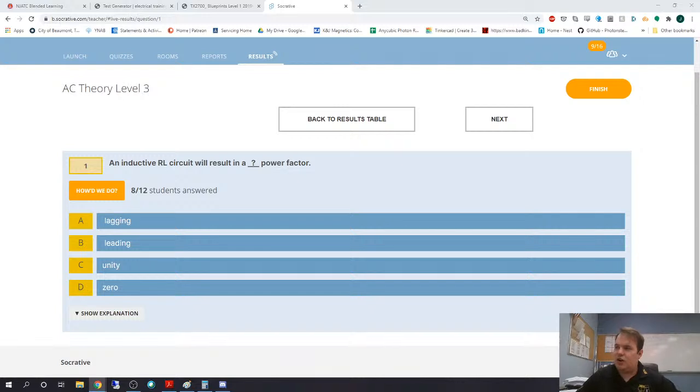An inductive RL circuit will have a lagging power factor. We covered that one of the first things this morning. We've covered that a couple times today. ELI and ICE: whether it's leading or lagging is what the current is doing. If the current's lagging the voltage, it's a lagging power factor. If the current's leading the voltage, it's a leading power factor. ELI the ICEman. Remember that.